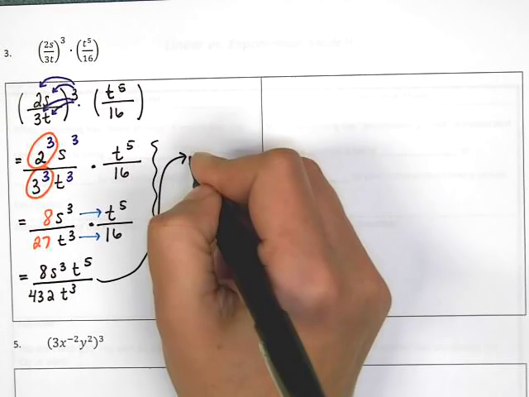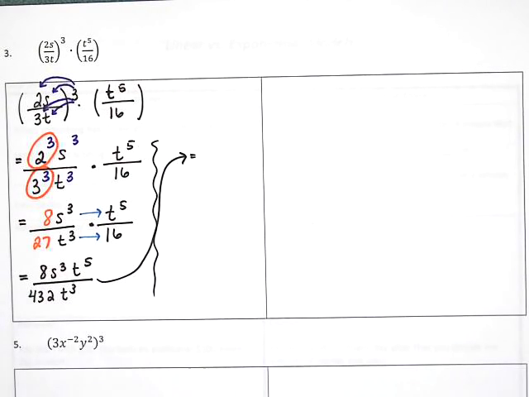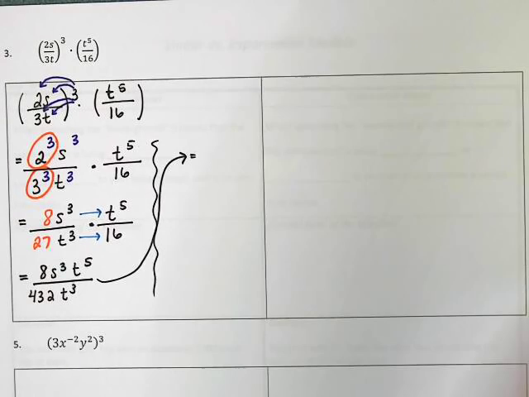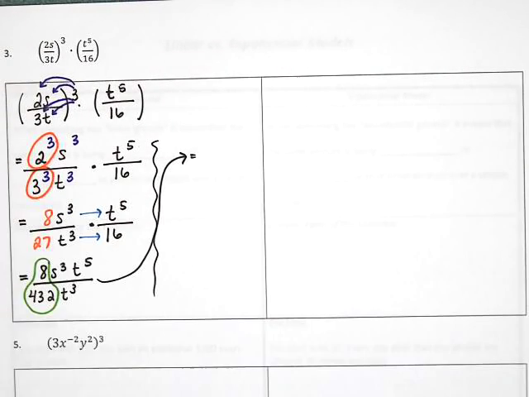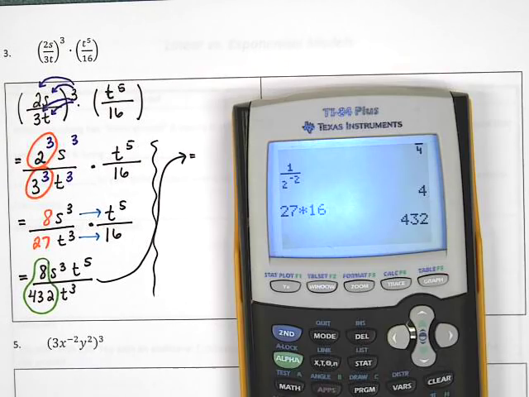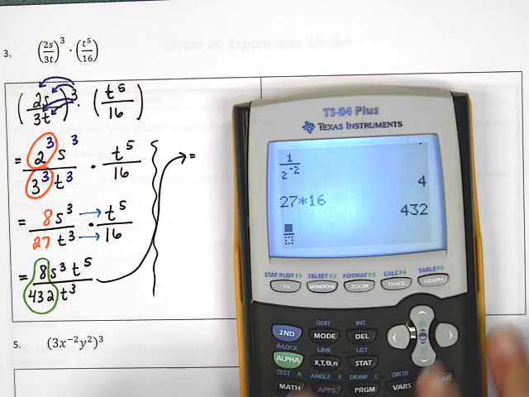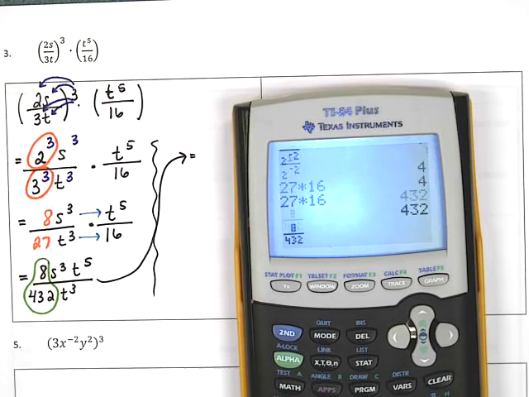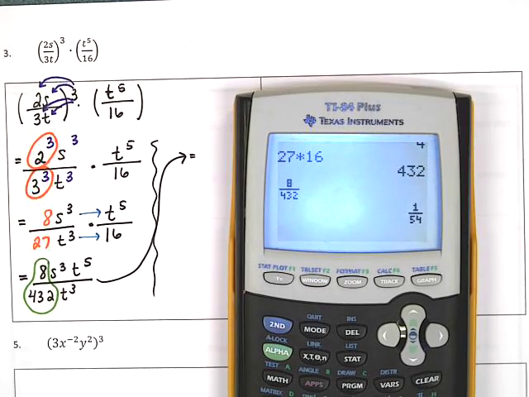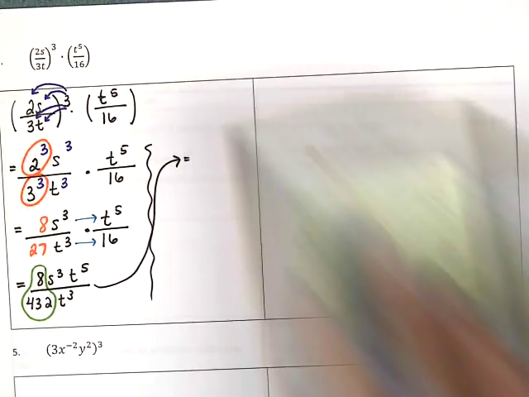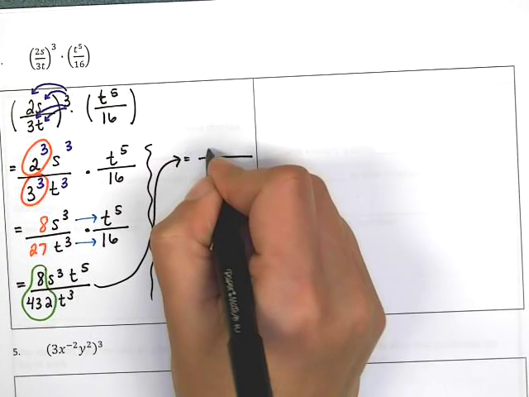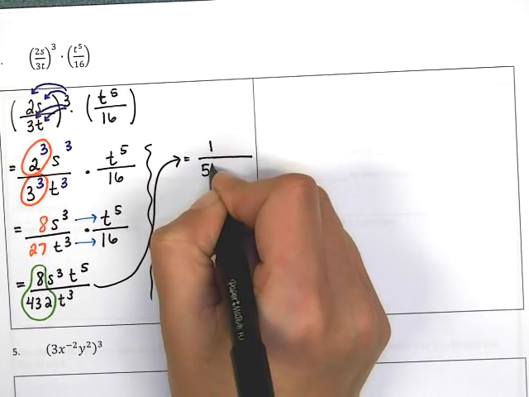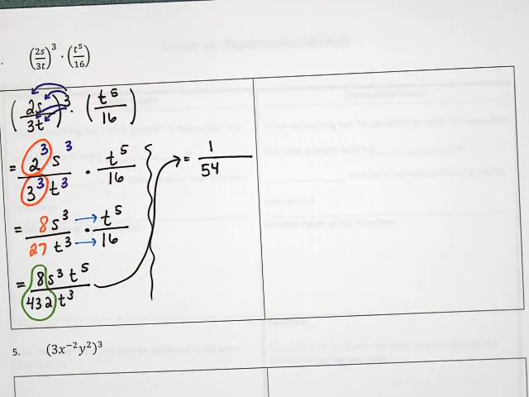So if I ask myself, can anything be simplified? Well, let's check the numbers first. I don't know whether 8 goes into 432 or not. So on my calculator, I would type in a fraction where there's an 8 on the top and a 432 on the bottom, and I would get 1 over 54. That tells me that in my answer in the fraction, I'm going to have a 1 on the top and a 54 on the bottom. That's going to simplify.